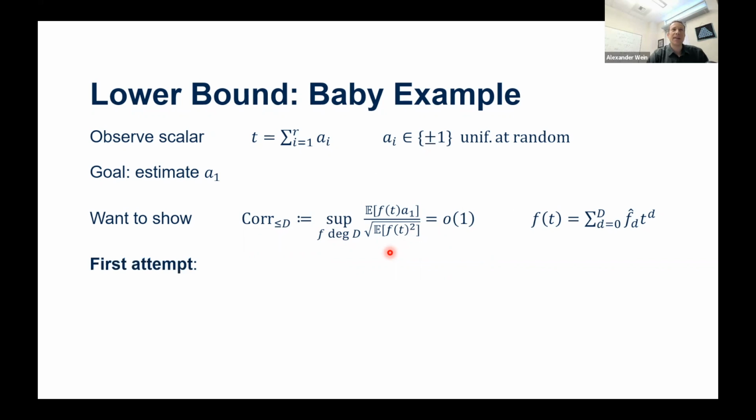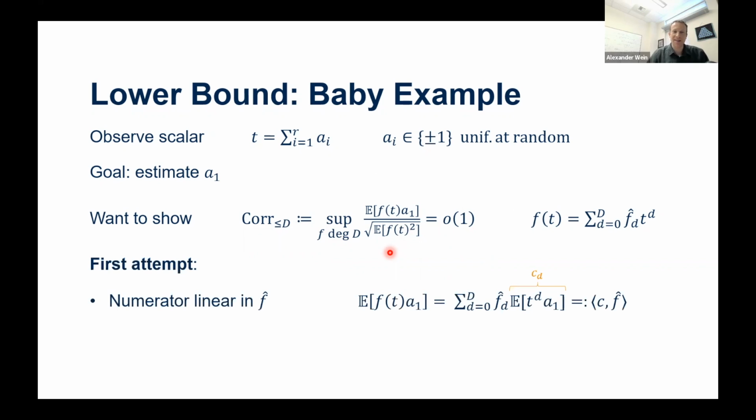So the first attempt at this might be to just directly write it all out. What is the numerator and denominator of this thing? The first claim is that the numerator is some linear function of the f hats. If I write out what this is, you can think of it as the inner product between f hat, thinking of it as a vector whose entries are these coefficients, and this c, where c is some other vector that has these coefficients. So c is some explicit thing that you could compute.